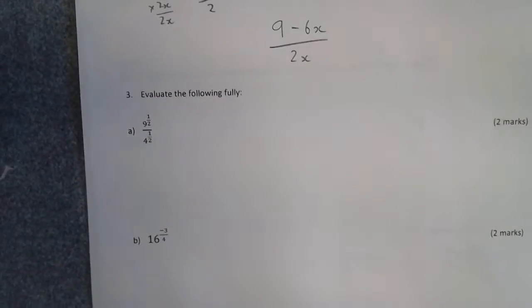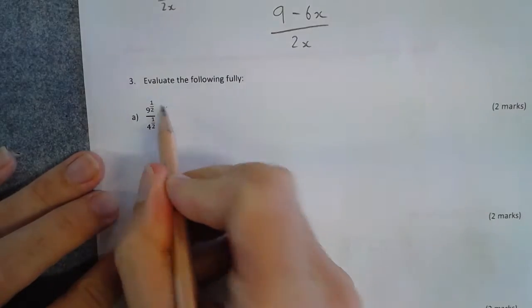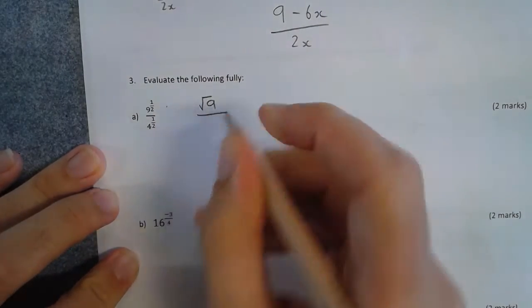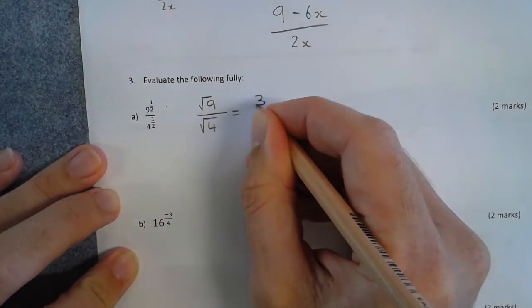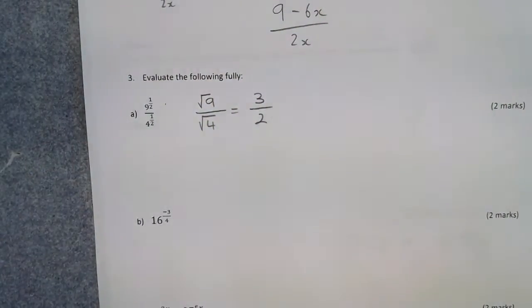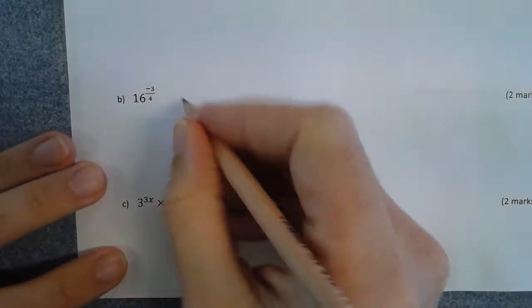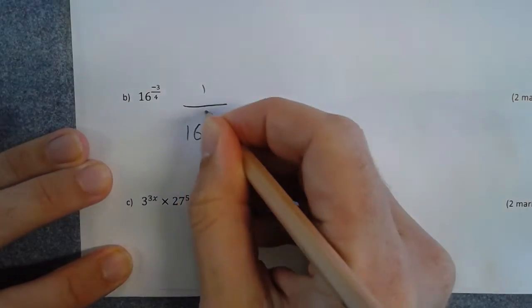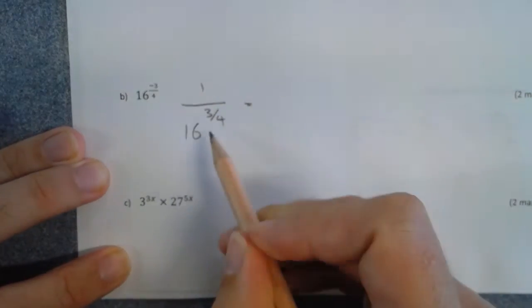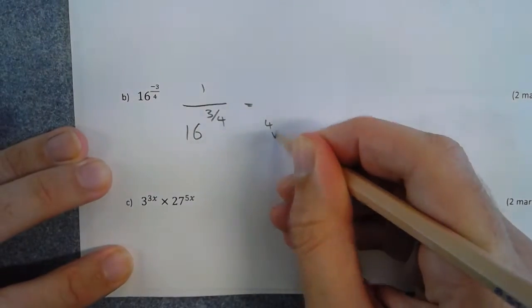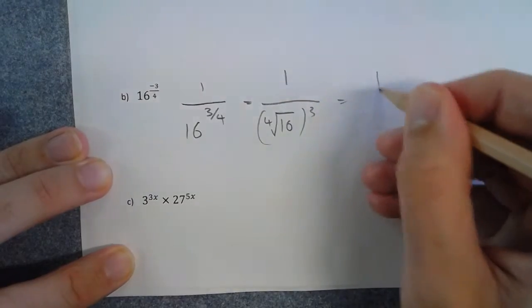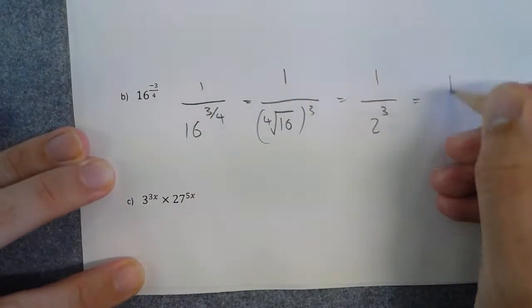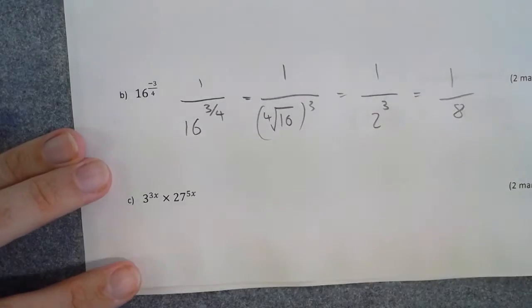Question 3. Evaluate fully. Well, to the power of a half means square roots. So it's the square root of 9 over the square root of 4. Square root of 9 is 3, square root of 4 is 2. There's our answer, 3 over 2. B. So because it's negative, it's 1 over 16 to the 3 quarters. Now the denominator here is 4. So it's the 4th root of 16 cubed. The 4th root of 16 is 2, and 2 to the power of 3 is 8.